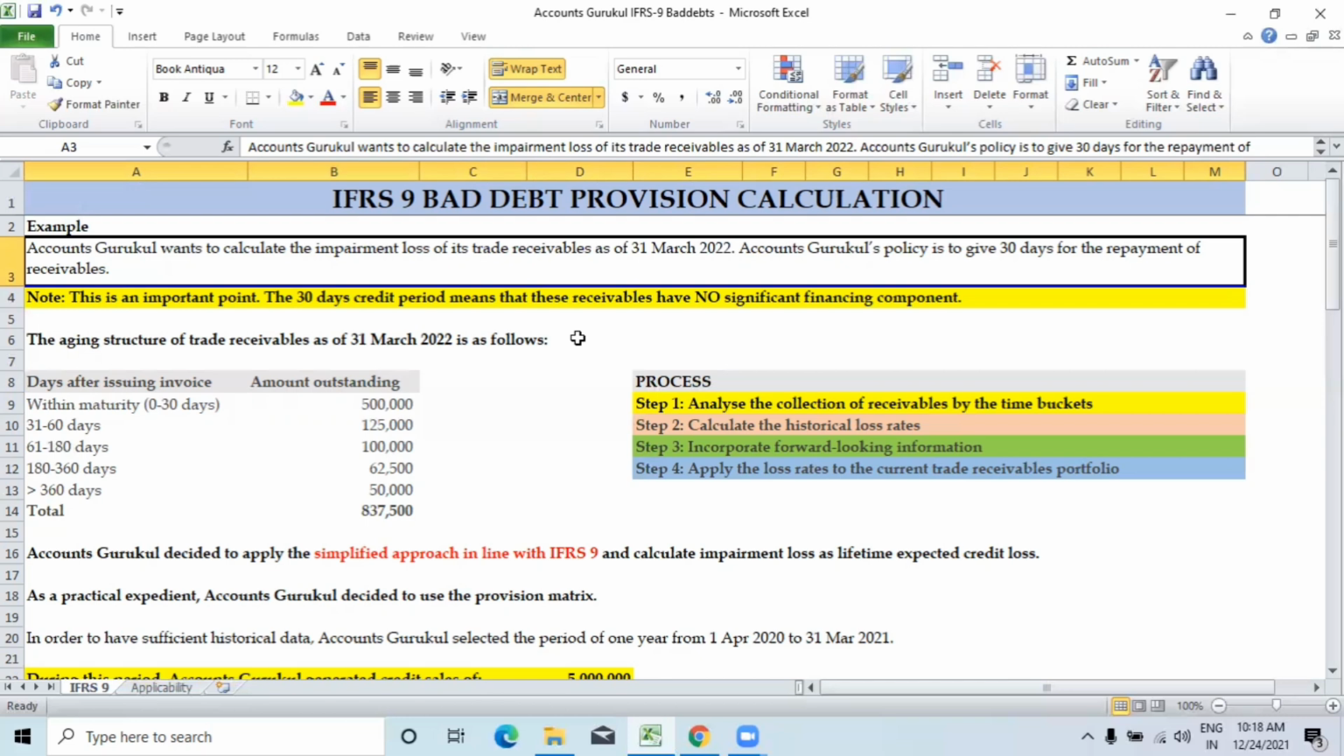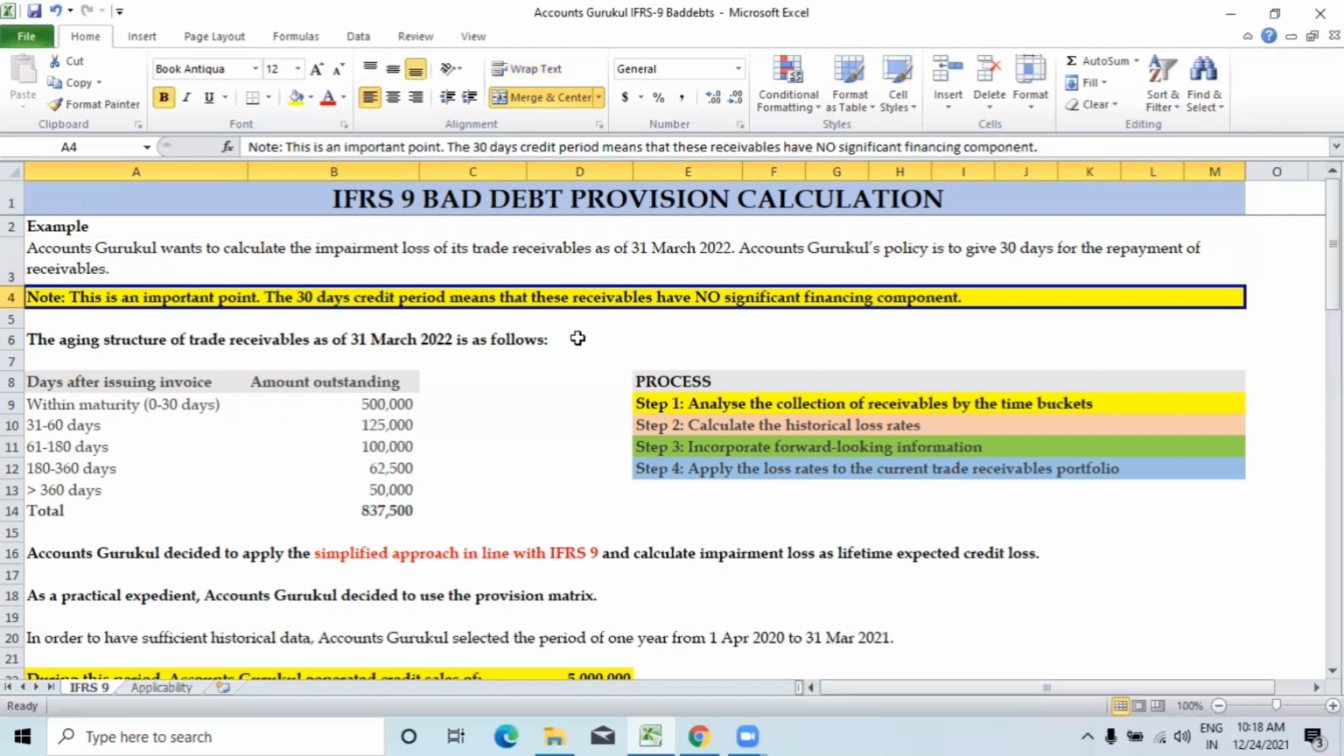So now if you see here, Accounts Gurukul wants to calculate the impairment loss of its trade receivables as on 31st March 2022. Accounts Gurukul's policy is to give 30 days for the repayment of receivables. So here the accounts receivable is given a 30-day credit period to do the payout.